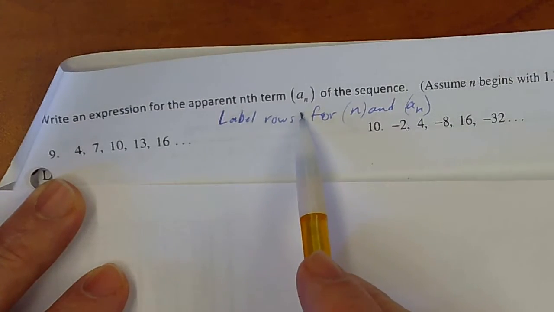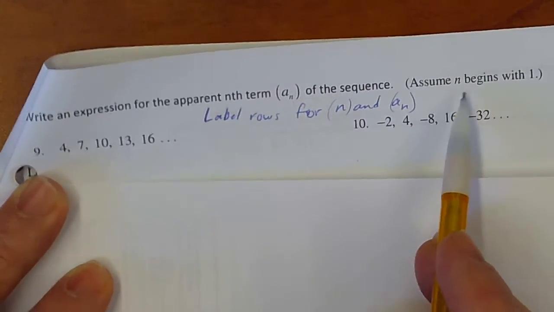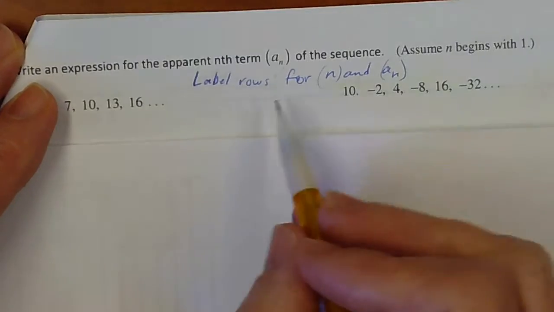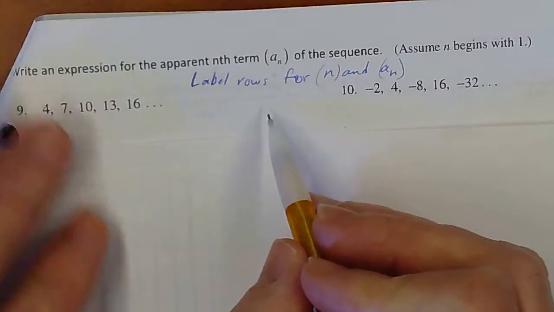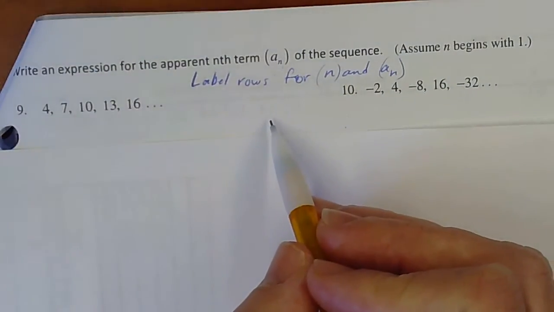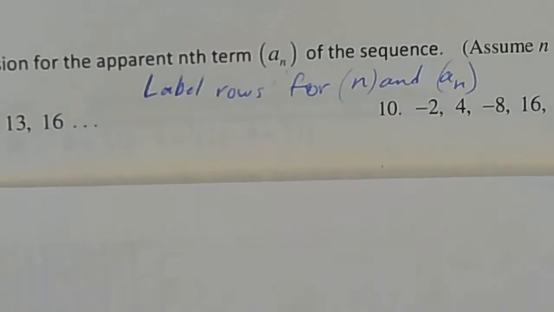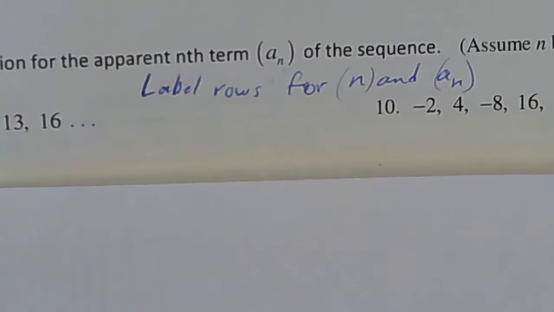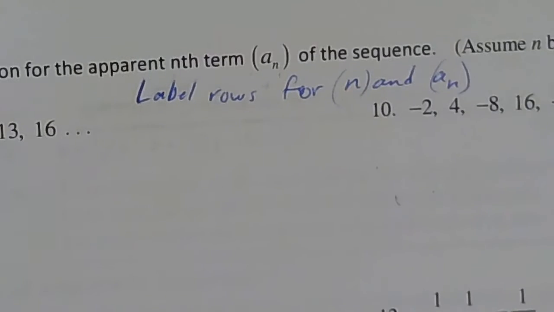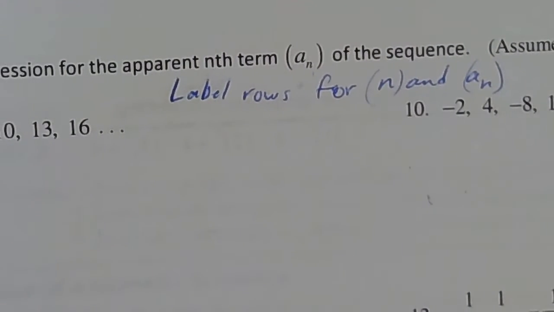Write an expression for the apparent nth term of the sequence. Assume n begins with 1. I think it's a good idea to jot this in here somewhere. It always helps to label your rows for n and a sub n.